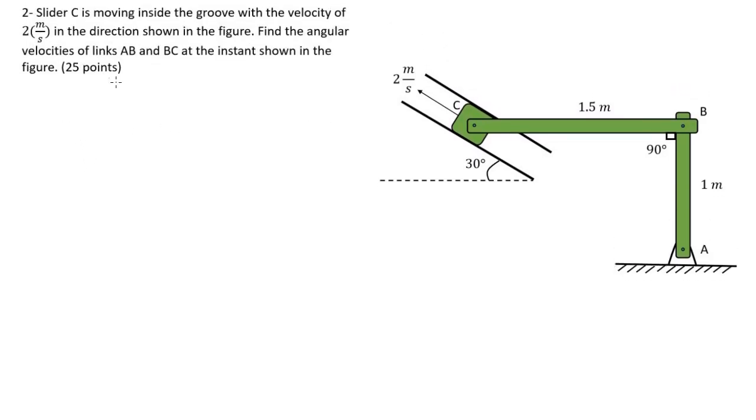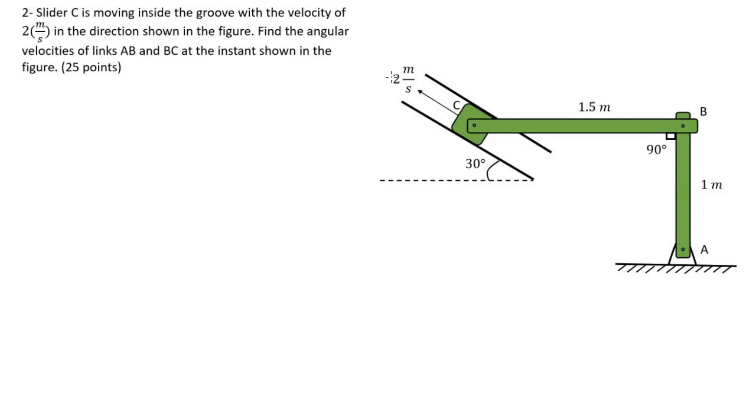For the second question, we have a slider C moving inside the groove with a velocity of 2 meters per second in the direction shown in the figure. Find the angular velocities of link AB and BC at the instant shown in the figure.